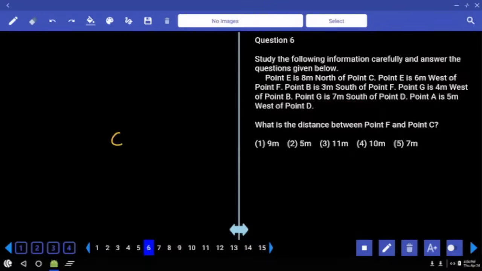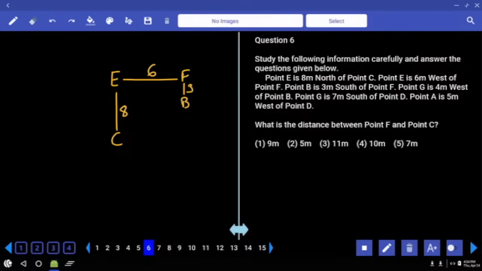C is here. Now E is here. E is 8 meters to the north of C. And E is 6 meters to the west of F. Now the distance between E and F is how much? 6 meters. And B is 3 meters to the south of F. Now this is B. The distance is how much? 3 meters.